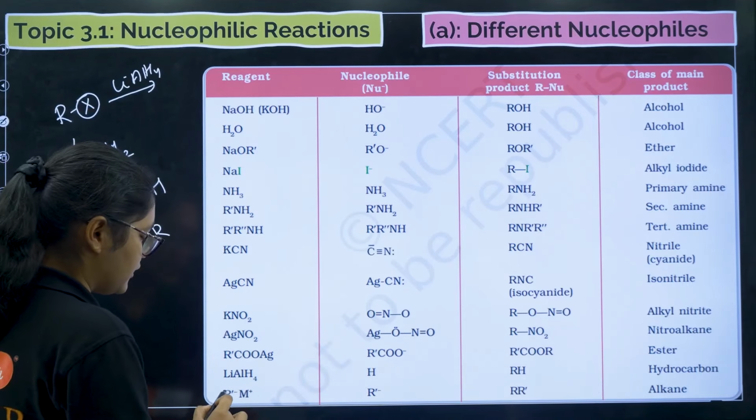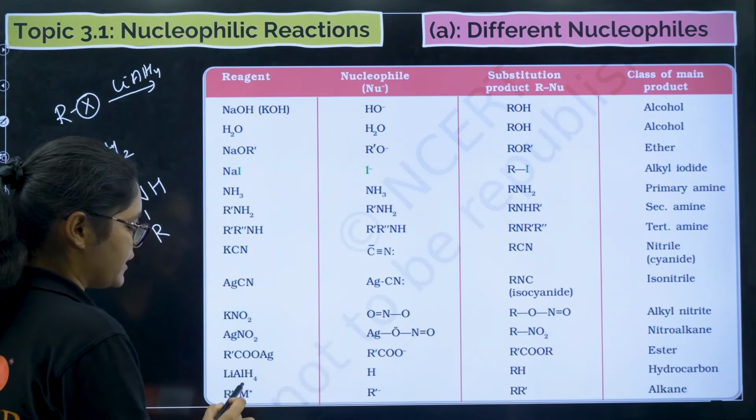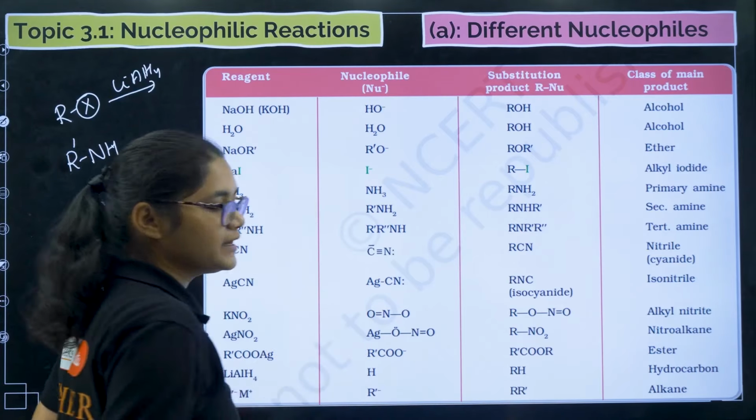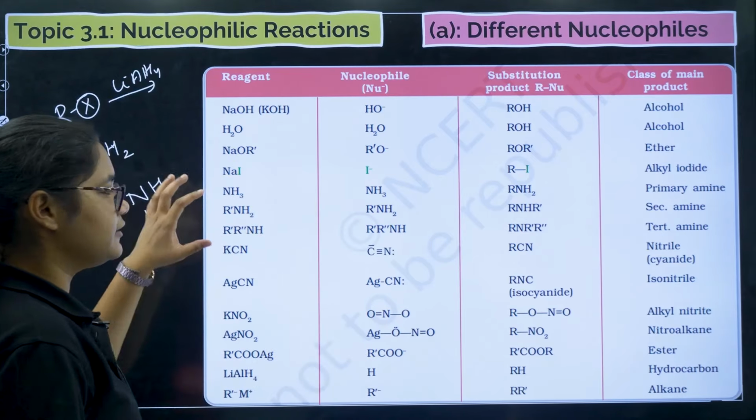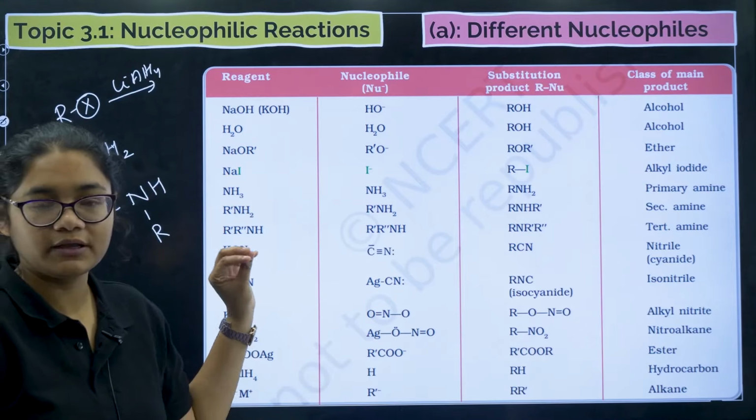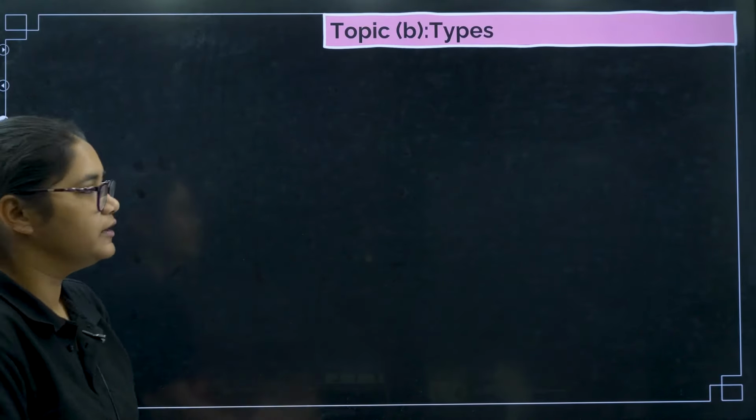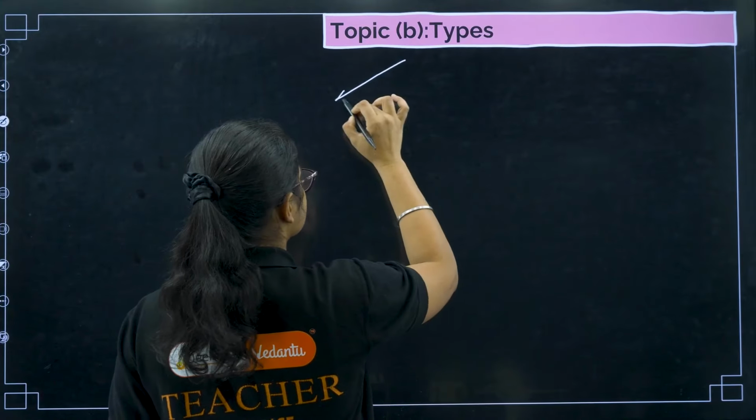Similarly, if you react with any Grignard reagent R-M plus, R minus will be the nucleophile, you will get RR, and that is an alkane. So these are the different types of nucleophiles, and you should remember these nucleophiles. Now coming to types of reactions. So basically there are two types of reactions.